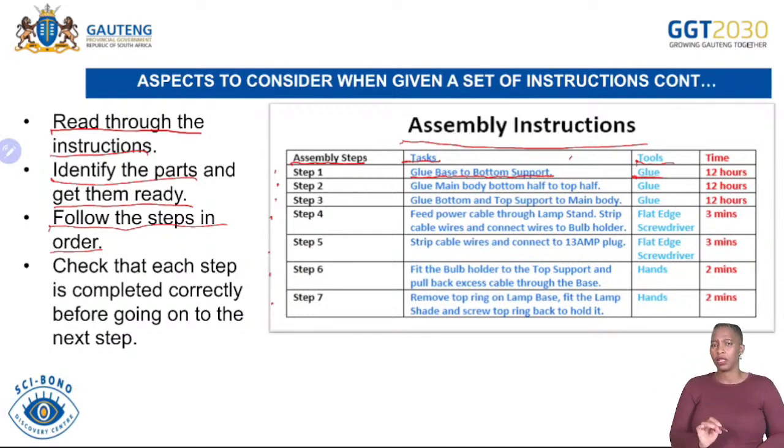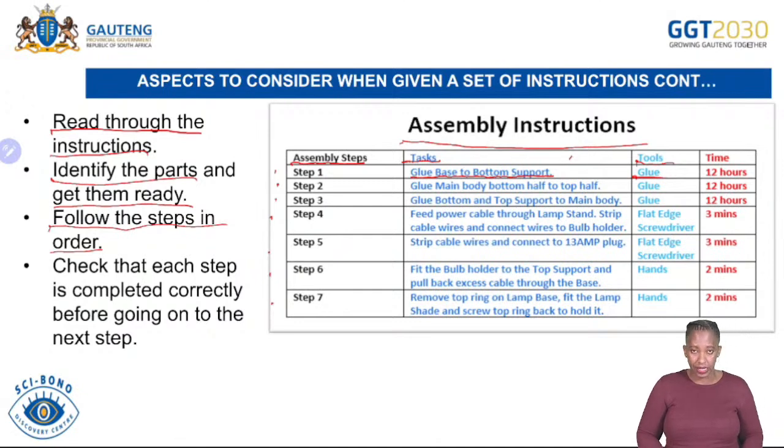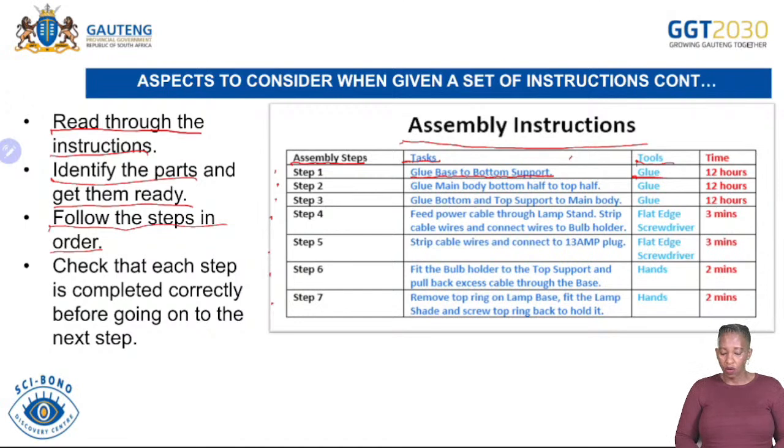So that means when you put together the table or whatever item that you bought, you read through the instructions, you identify the parts, and you get them ready first before you can start putting them together. Then you go through your assembling instruction, and you follow the steps in order. Step number 1 says I must do this. Remember what it says: step number 1, you must glue the base to the bottom support. And the tool that you're going to use there will be the glue.